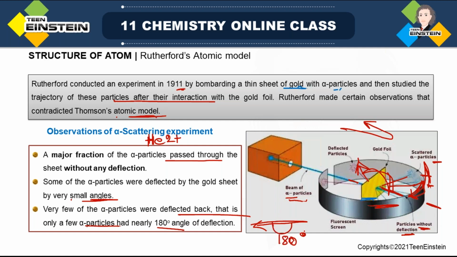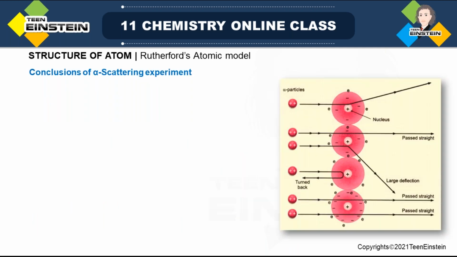So these are the observations for this gold alpha particle experiment. Now from these observations, what conclusions we can draw, that we will see now. Here you can see different alpha particles, 1, 2, 3, 4, 5, 6. Out of these 6, look at the second one, it is passing straight.